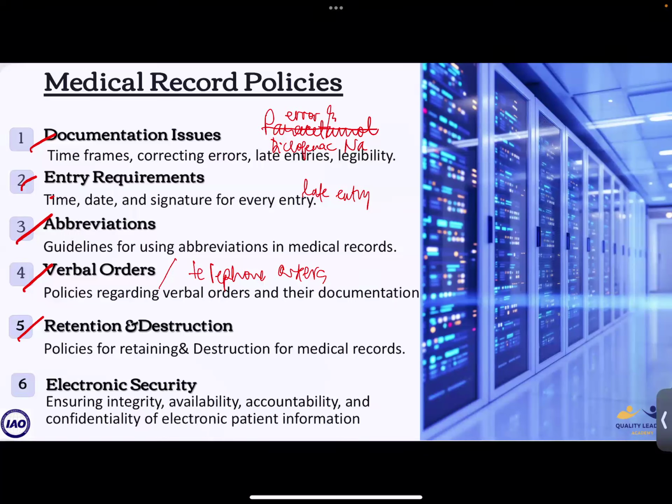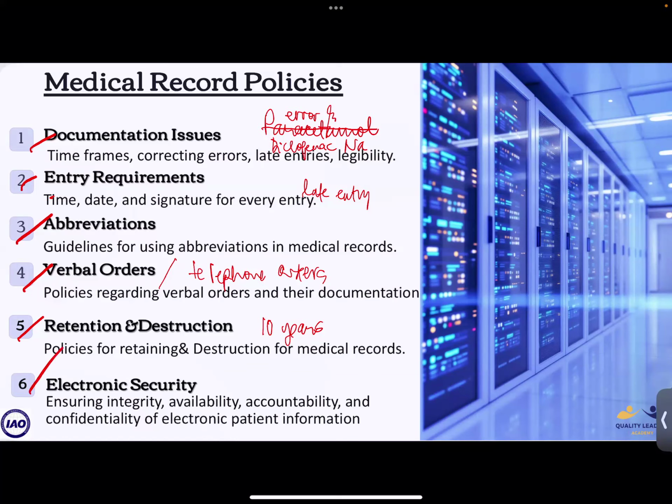So what about the retention and destruction? We will take the policy of 10 years. Okay, very good. After 10 years, they must destroy the records, with policies detailing the proper method of destruction. If it is electronic, there is no problem, right? It is already scanned. This is only for the manual medical records.